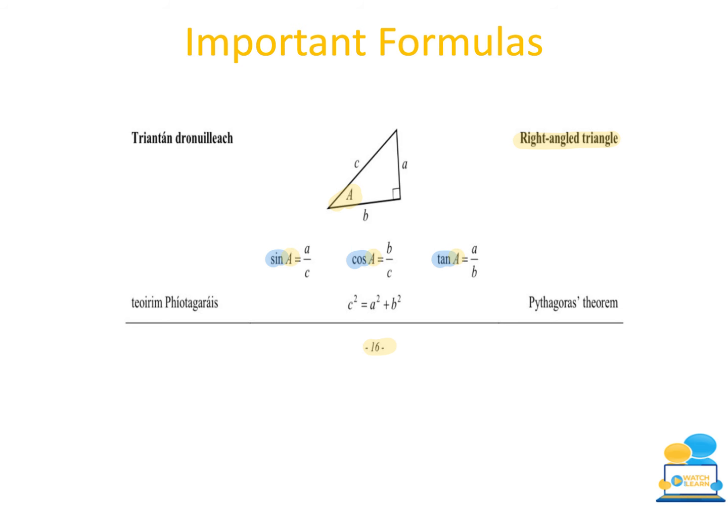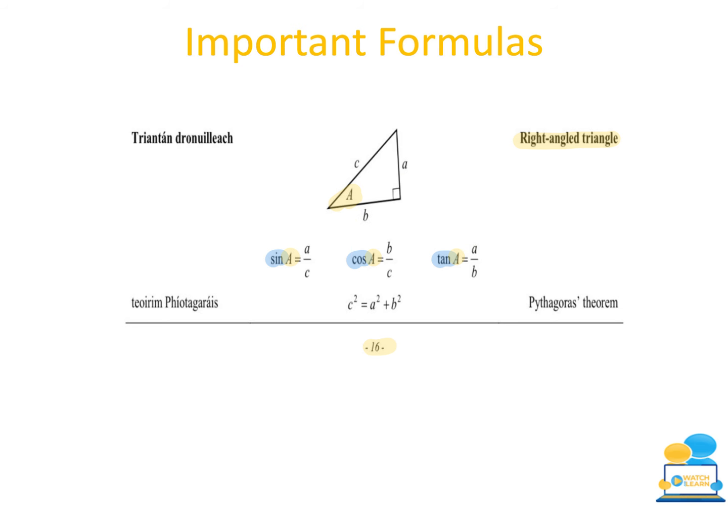So our formulas tell us that sine of A is equal to the side A over the side C. Cos of angle A is equal to side B over side C. And finally, tan of A is equal to side A over side B.